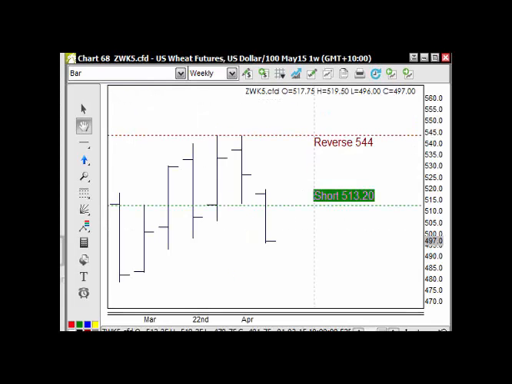The wheat market, we got triggered short here on the Monday. That's fine. Our reverse is here. At the end of the week, we'll look to add to this position.